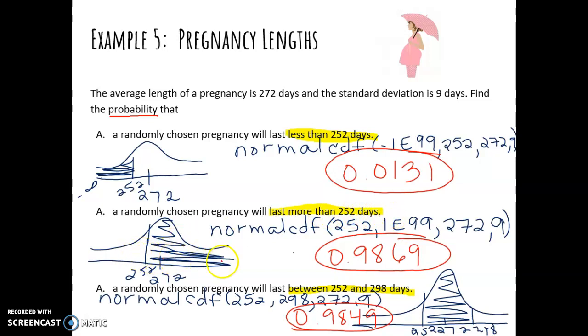We want to find the probability that a randomly chosen pregnancy will last more than 252 days. So I shaded to the right of 252. So it's normal CDF. Lower boundary is 252, upper boundary is infinity, 1e99, mean is 272, standard deviation is 9, and we got 0.9869. And last, we want to find the probability that a randomly chosen pregnancy will last between 252 and 298 days. I'm drawing this here. So normal CDF, the lower boundary is 252, the upper boundary is 298, the mean is still 272, and the standard deviation is still 9, and we get 0.9849.